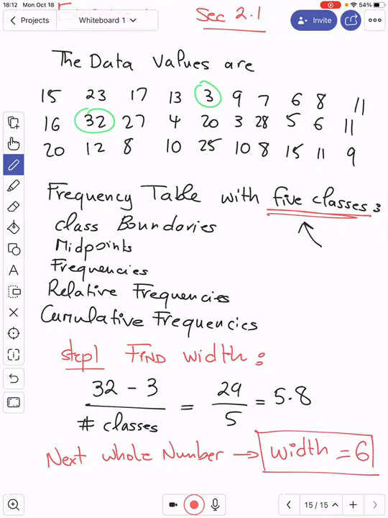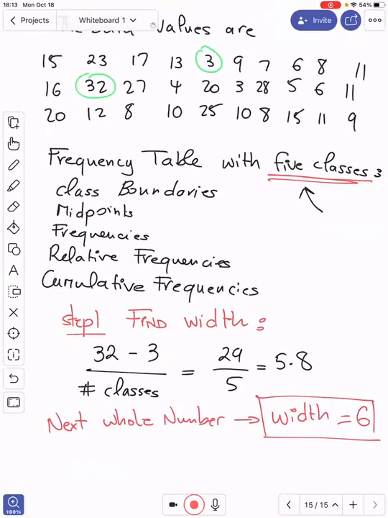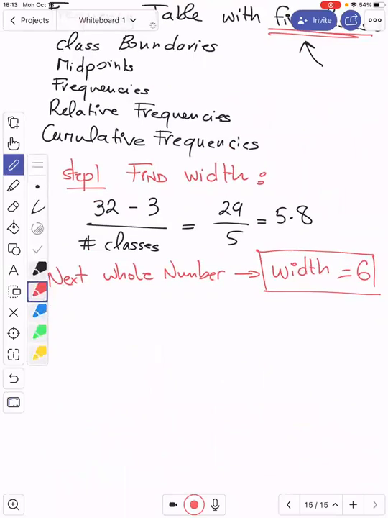All right. Is there any question, guys, about that? I think I heard someone. Okay, probably not. All right. So that's the width. That's always the first step. Now, after the width, we need to find the class limits. This is step number 2.